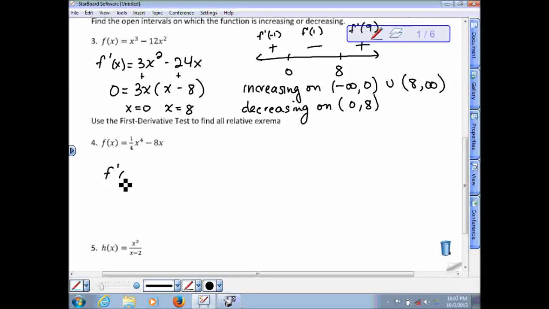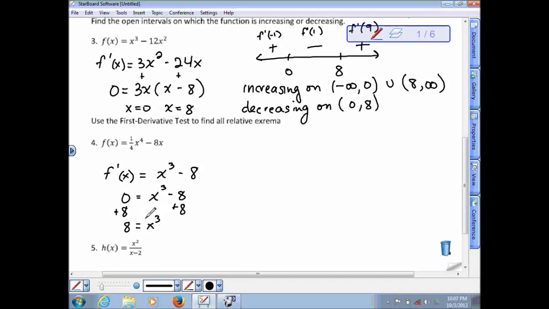So the first derivative in this function, if you use a simple power rule here and take the derivative of each of these terms, 4 drops down in front. 4 times 1/4 is 1, so this is x to the third minus 8. If we set that equal to 0, we can add 8 to both sides, and we have 8 is equal to x to the third.